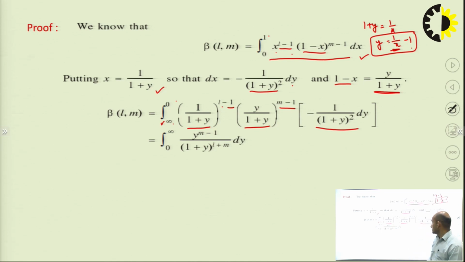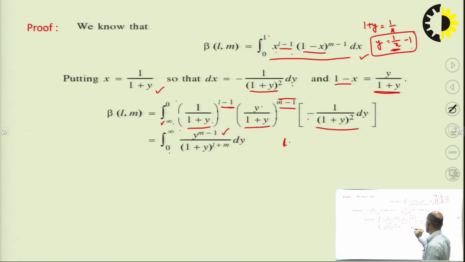Now if we simplify this one, since we have a minus sign here, we can adjust this and change the limit, which is 0 to infinity. From the power of the numerator here, we have y raised to the power m minus 1. And in the denominator, we have 1 plus y, so the power is L minus 1.